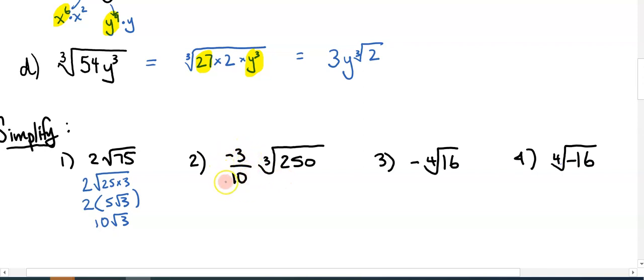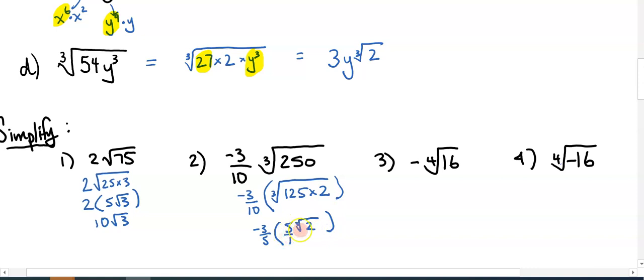Here, I'm just going to ignore this number out front and just complete the inside. 3 over 10 multiplied by the cube root of, and I need to find the biggest cube that goes into 250, and I'm going to say that it is 125 multiplied by 2, because the cube root of 125 is 5. So I'm going to get 3 over 10 multiplied by 5 times the cube root of 2, or 5 over 1 times the cube root of 2. I'm going to see that these 5's cancel, and now I'm going to get negative 3 times the cube root of 2, and that's the answer.